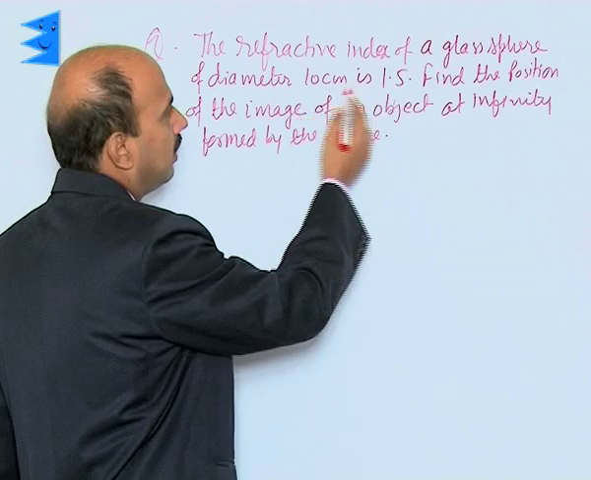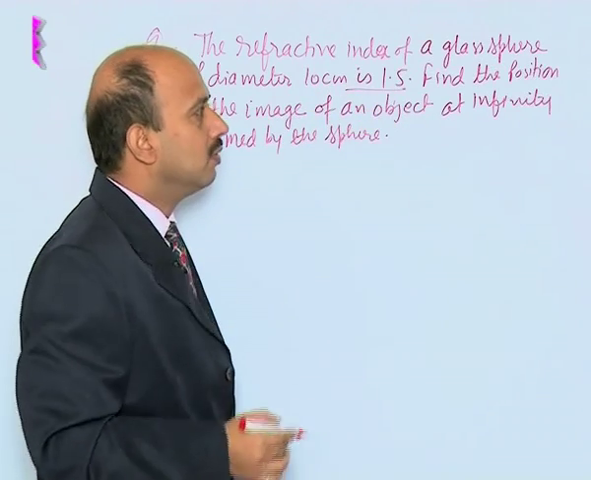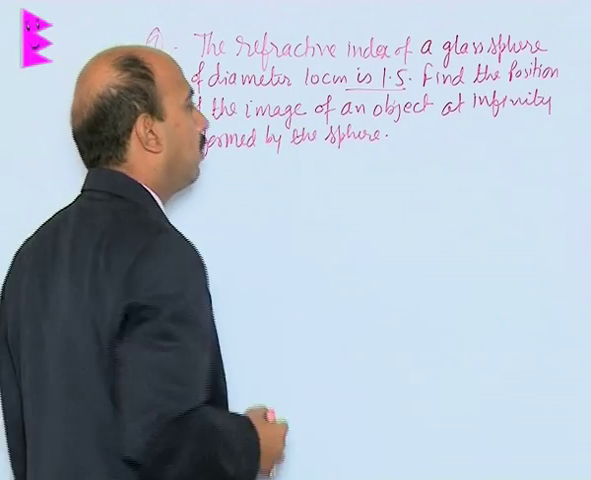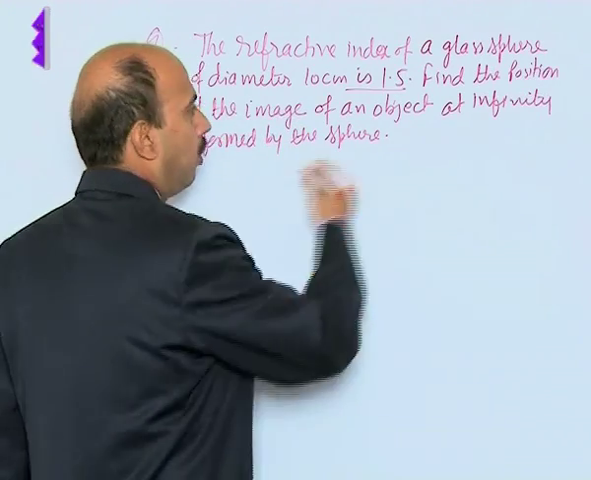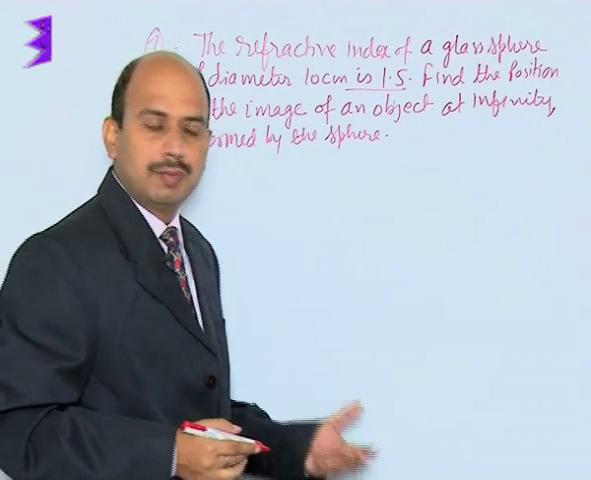See here, the refractive index of a glass sphere of diameter 10 centimeter is 1.5. Find the position of the image of an object at infinity formed by the sphere. So, object is at infinity and the image is formed by the sphere. Where will be its image?